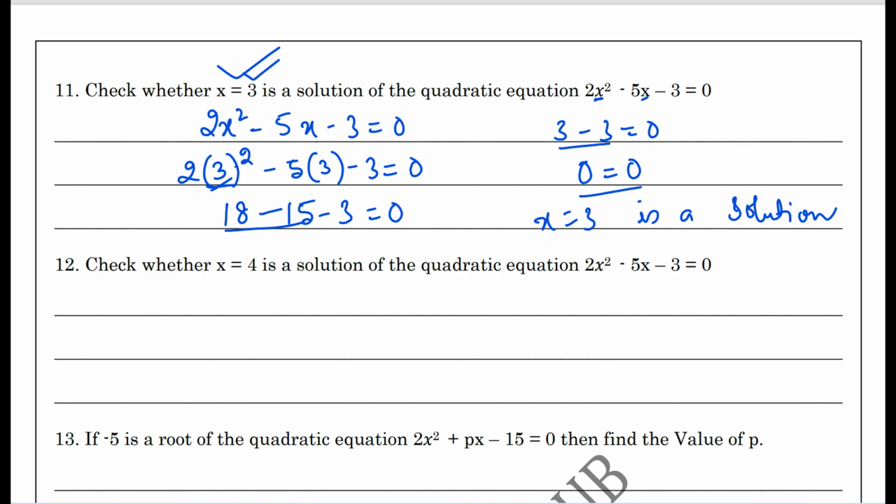If LHS and RHS are not equal, that means it is not a solution.